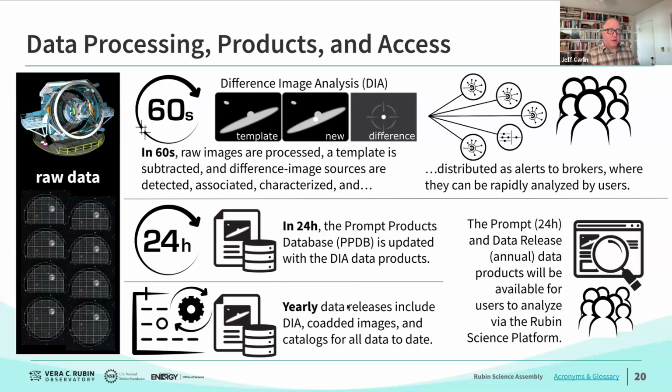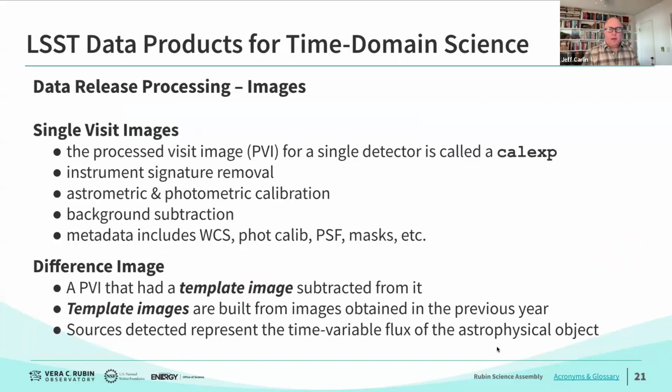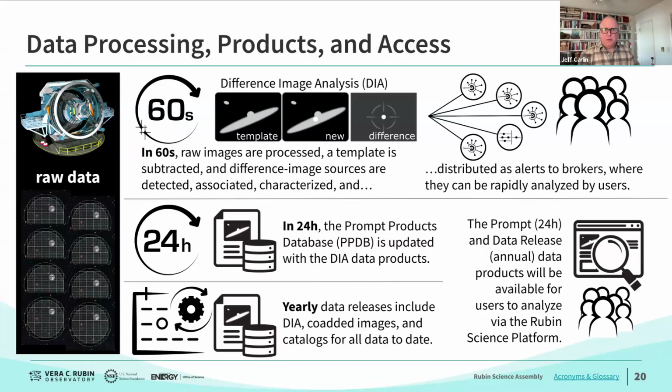And we'll have a yearly data release. That includes all the single visits, but also co-added images, very deep co-add images, and the difference imaging analysis, and various other data products. If you are interested in working with the prompt products and the data release products, the primary way for you to access those is via the Rubin Science Platform. And you'll see a demonstration of the science platform if you're not familiar.